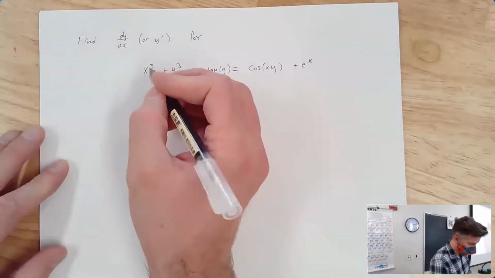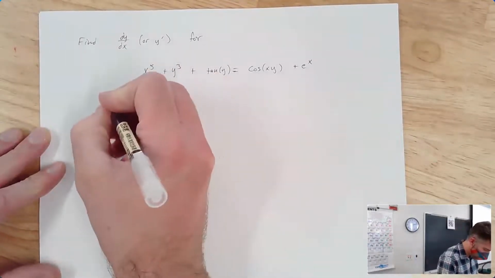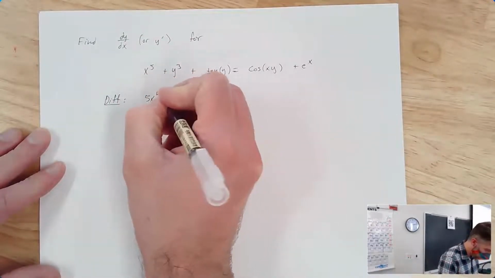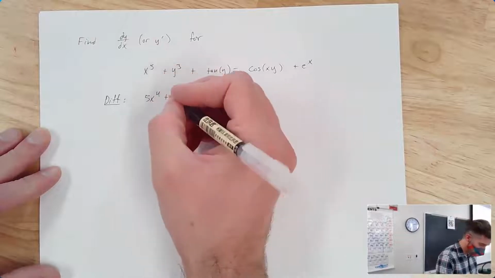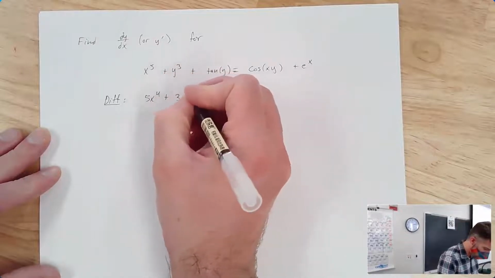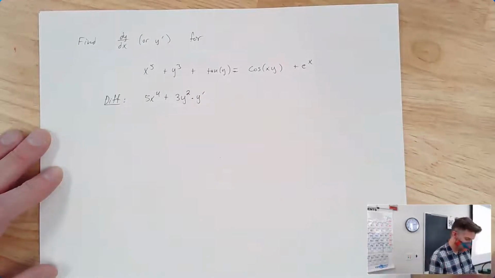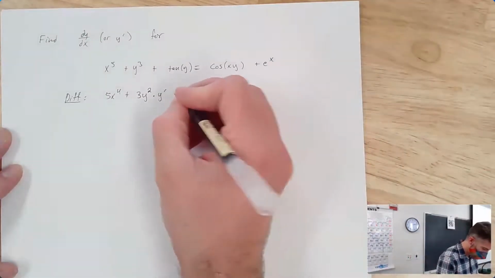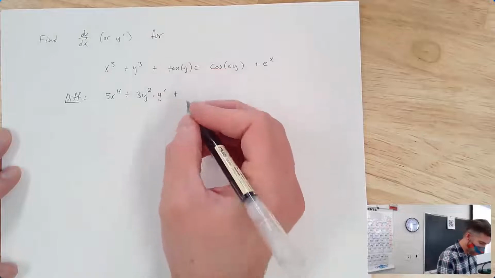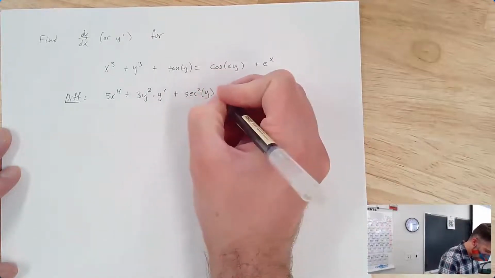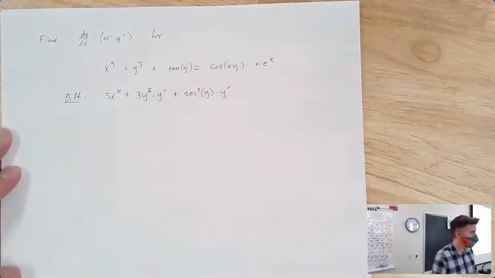So when I take the derivative of x to the fifth, we're going to get 5x to the fourth. When I take the derivative of some stuff cubed, we're going to get 3 times our stuff squared times the derivative of the stuff. The derivative of tangent of some stuff is secant squared of the stuff times the derivative of the stuff.